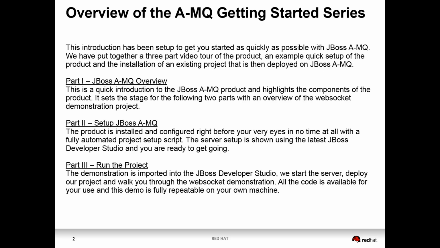Part 2 helps you set up JBoss AMQ. It helps you install and configure the product through a fully automated project setup script. And the server setup is shown using the latest JBoss Developer Studio when you're ready to go. Part 3 is running the project, so the demonstration is imported into JBDS, start the server, deploy the project, and walk through the WebSocket demonstration. All the code, of course, is available for you to download locally.